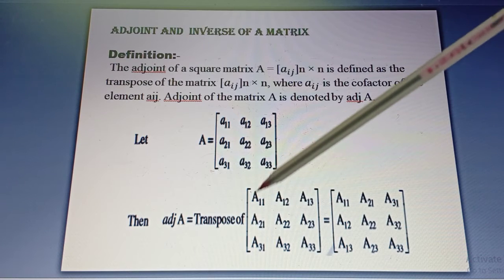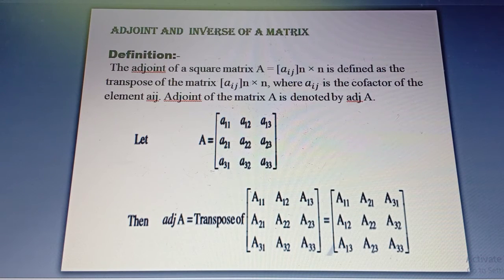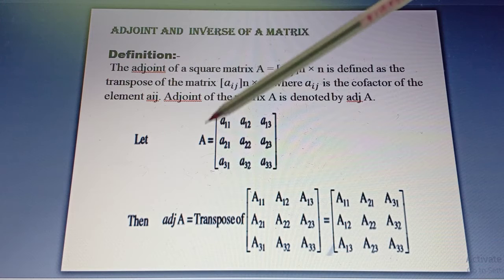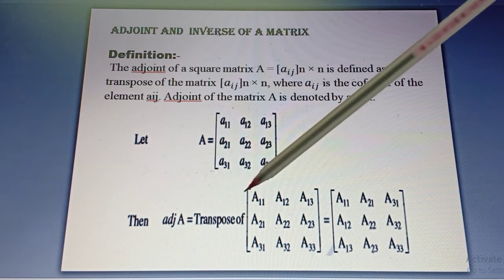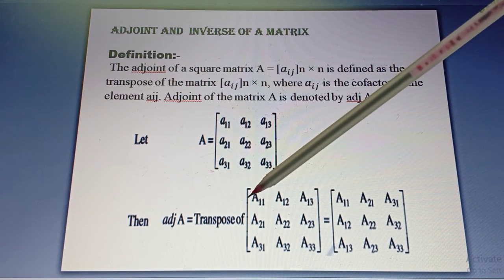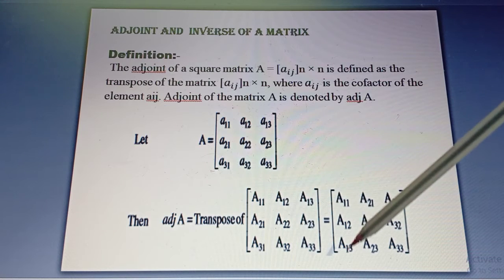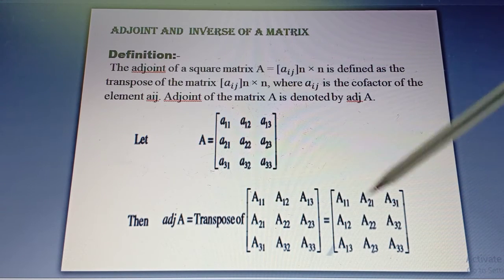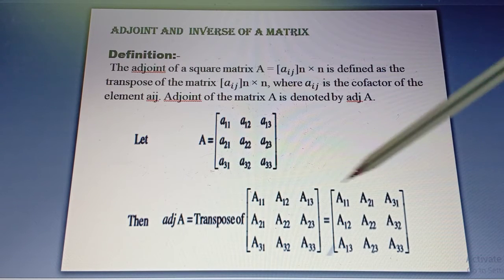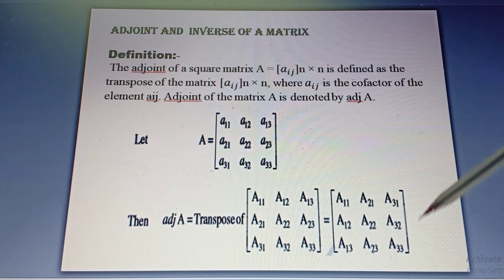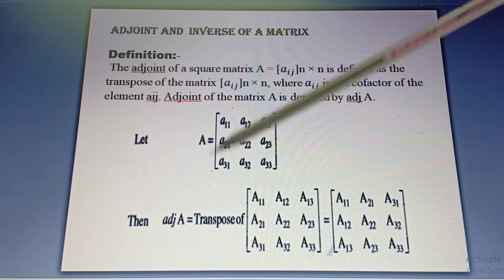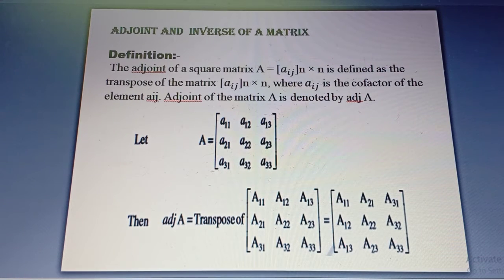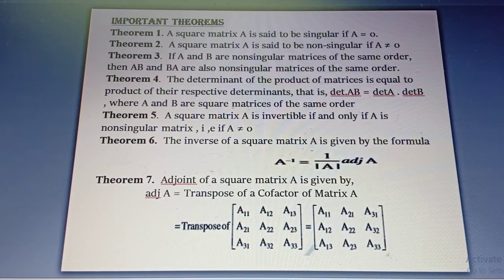And if you take the transpose of this matrix, the transpose of the cofactor matrix of A is known as the adjoint of A. If you take the transpose, the first row becomes the first column: A11, A12, A13, A21, A22, A23, A31, A32, A33. So this is the adjoint of the matrix A. I hope students you understood how to find the adjoint of a matrix.